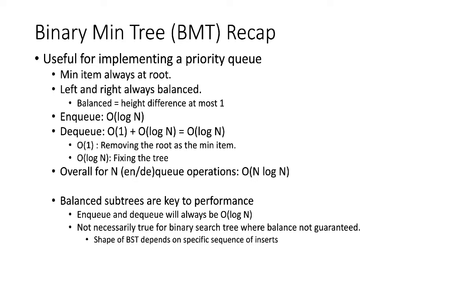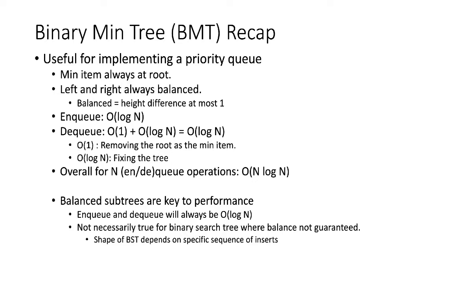That's not necessarily true for the binary search tree, because remember, the invariants are different. The invariants for a binary search tree are that everything in my left tree is smaller than the value at the root, which is smaller than everything in the right tree. And so the shape of a binary search tree depends on the specific sequence of inserts. If we insert things into a binary search tree in a bad or suboptimal way, we might end up with a very unbalanced tree that in the very worst case just turns right back into a linked list.